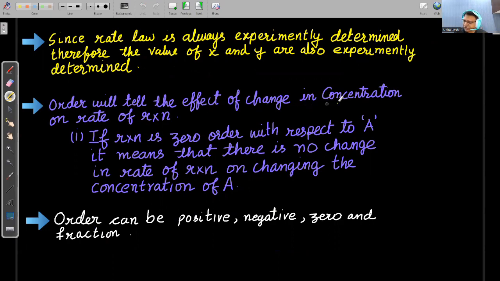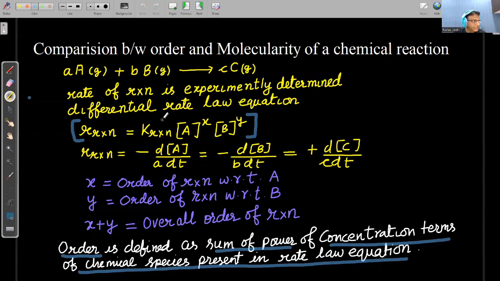Order will tell the effect of change in concentration on rate of reaction. We should have a feeling for what the meaning of order is. Suppose I say a to the power 1, so x is 1. We can say that the order of reaction with respect to A is 1. If I double the concentration of A, the rate of reaction will double. So if it is a first order reaction, on changing the concentration of reactant, the rate of reaction will be affected.